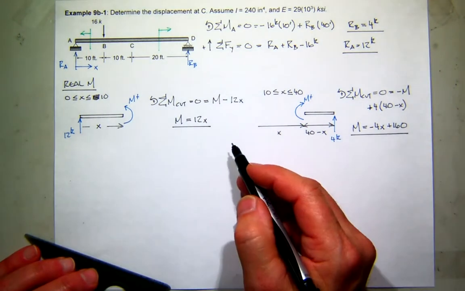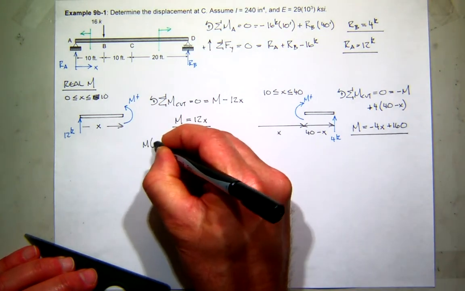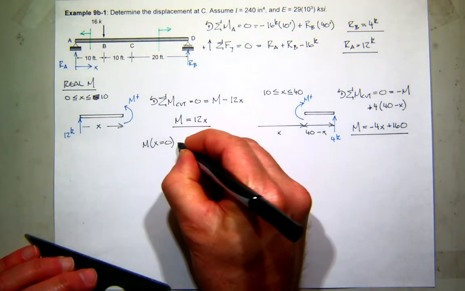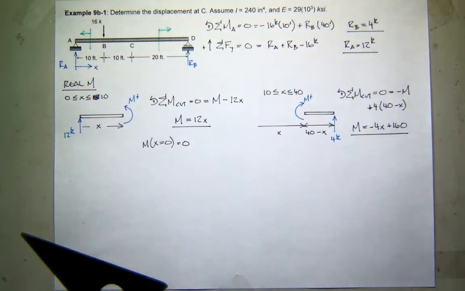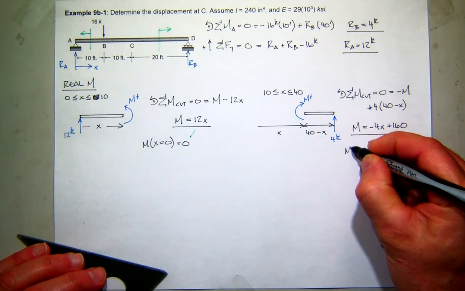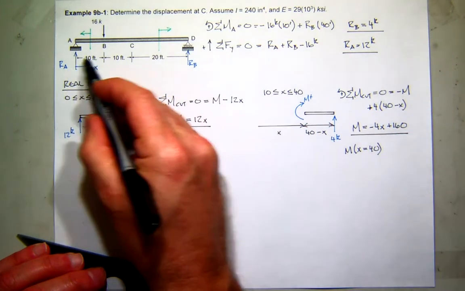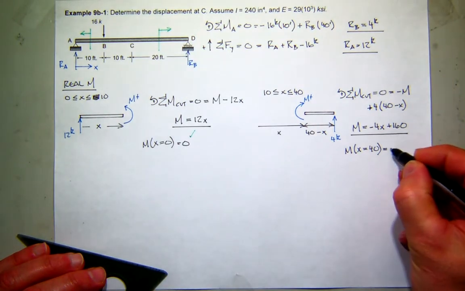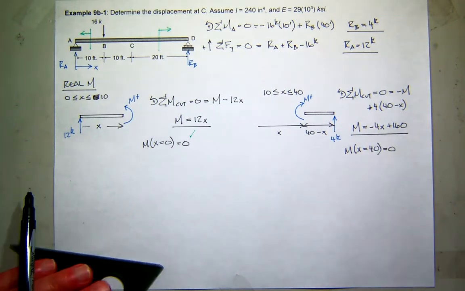Now I can check these, right? I know that the moment at x equal to 0 is what? It's a pin, so it should be 0. And you put in x equals 0, what does this moment give you? It gives you 0, right? So that's okay. I also know over here that the moment at x equal to 40, which is D, well, that's an external roller. That's also 0. And if you put in x equal 40 here, what do you get? You get 0. So that's nice.